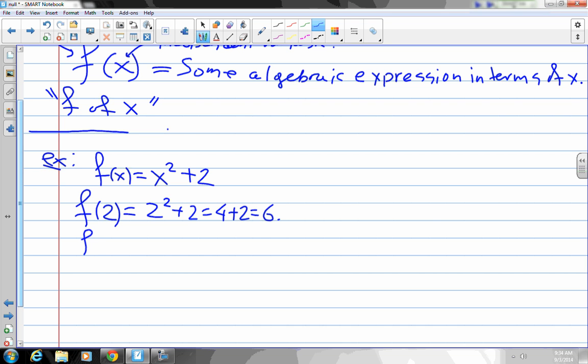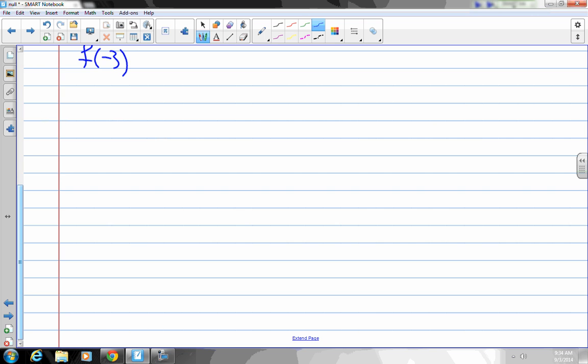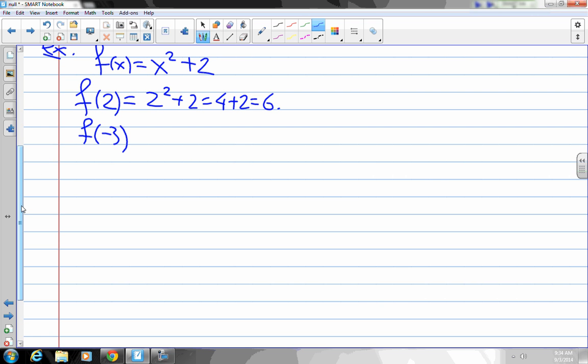What if I ask you f of negative 3? How do we do that one? Yeah, and you have to be a little more careful because it's negative 3 quantity squared plus 2. When you square negative 3, it becomes positive 9. So it's 9 plus 2 equals 11. Is that right? Yeah.